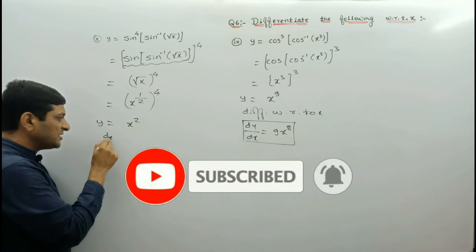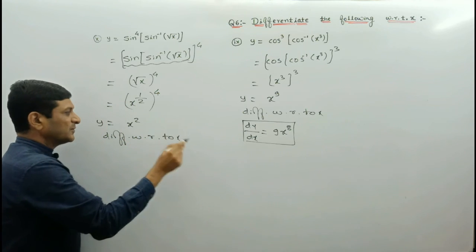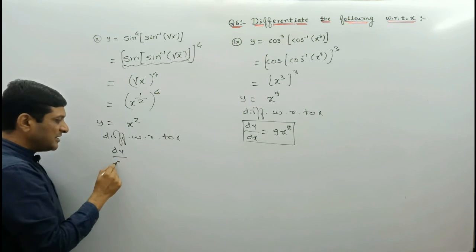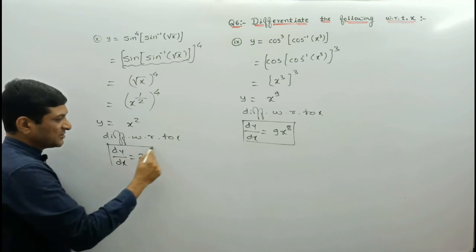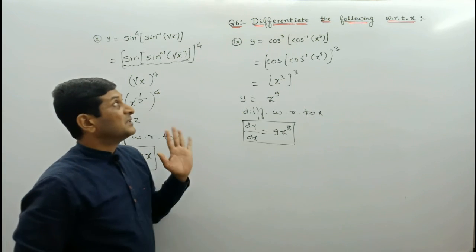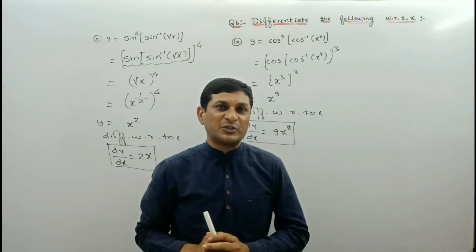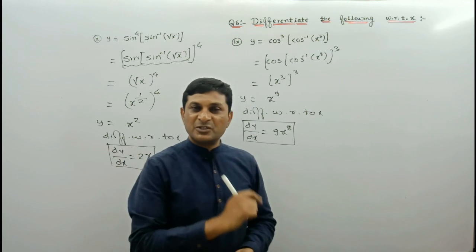Now differentiate it with respect to x. So derivative of y is denoted by dy by dx, and derivative of x square will be equal to 2x. So in this way we have got the differentiation. So in this way we have completed the last example, example number 10 of this question number 6.